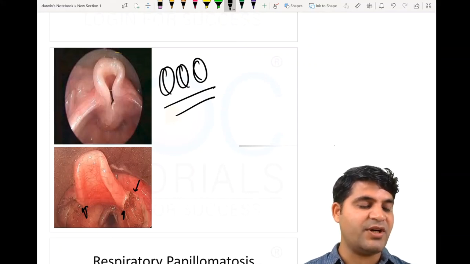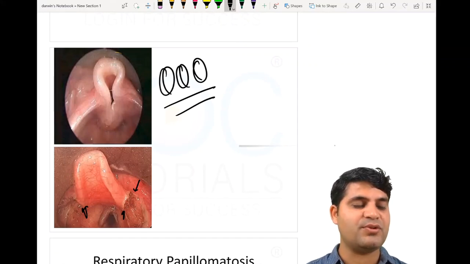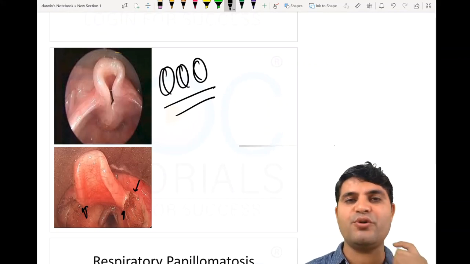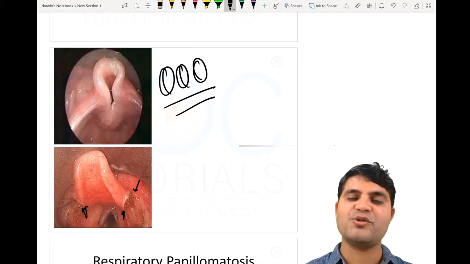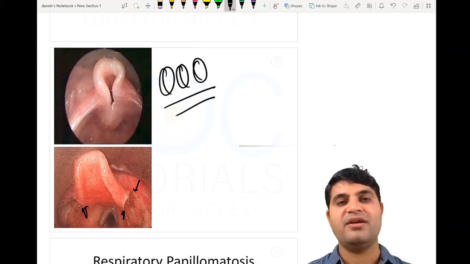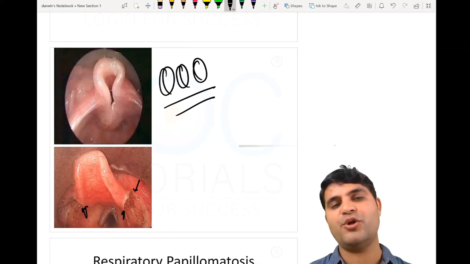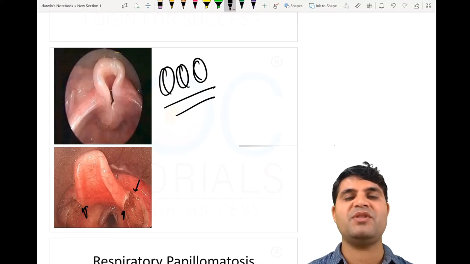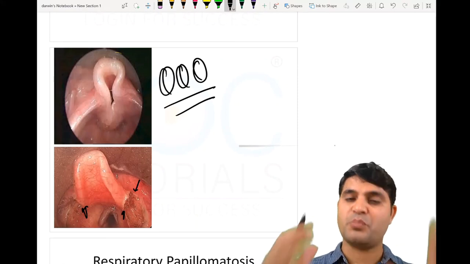Gigi is asking, what about single nodule? So dear students, we generally don't see a single nodule. Clear? Nodules most of the time are bilateral. When somebody tells you about a single nodule, that means he has to cross check his diagnosis, because most of the time this single nodule is not a nodule but a polyp.